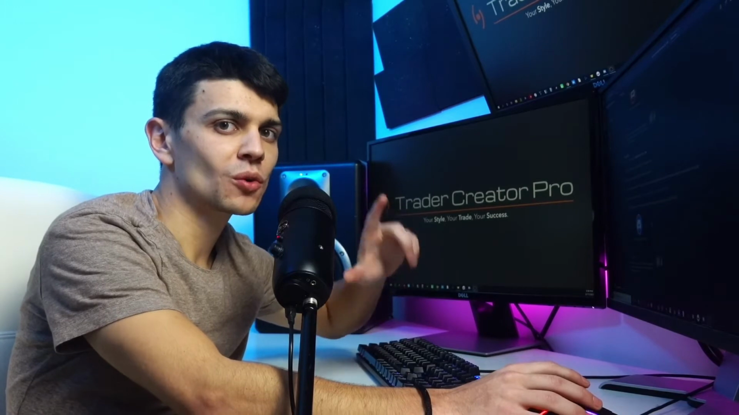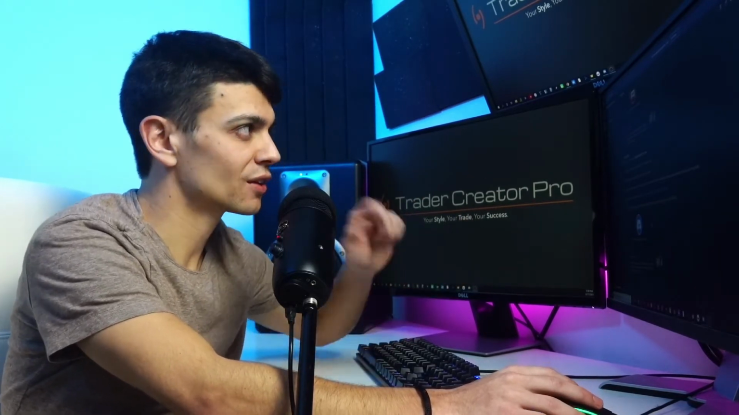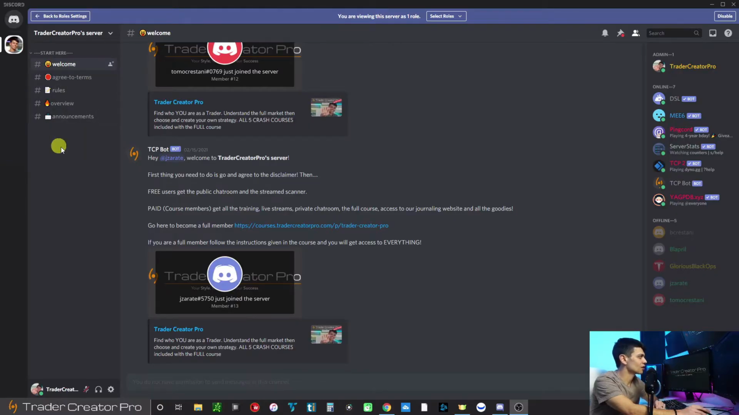So let me give you a walkthrough of the server. There's a lot of cool features. So first, now that you're logged in, what you see is these 5 rooms.